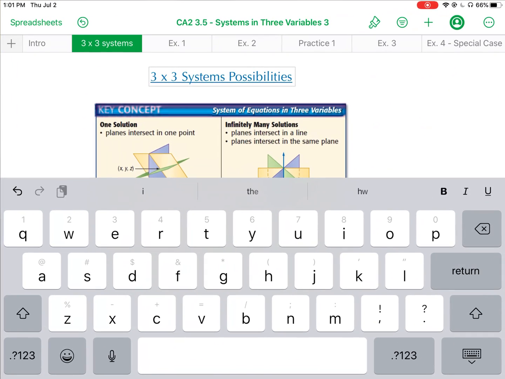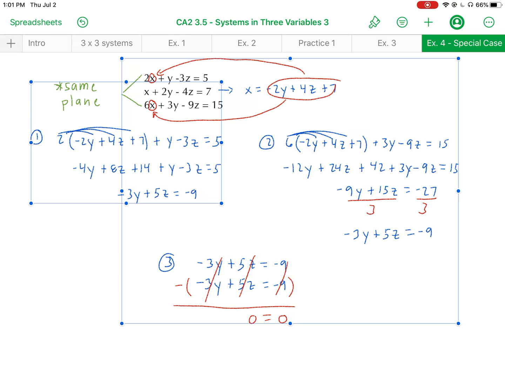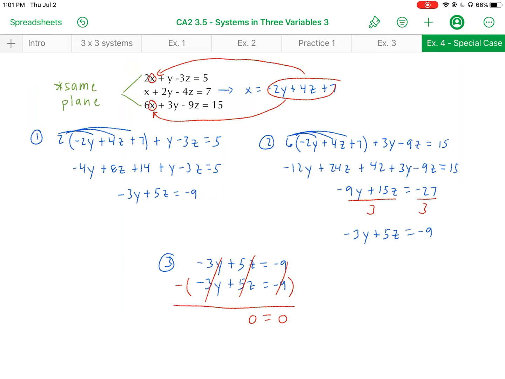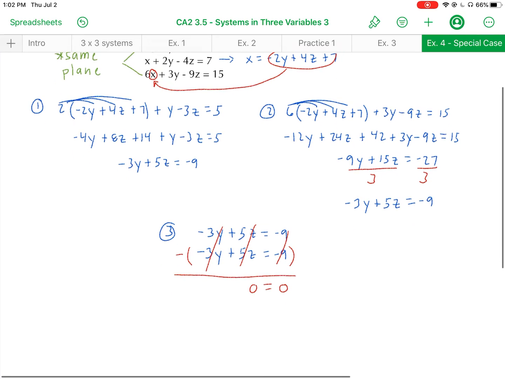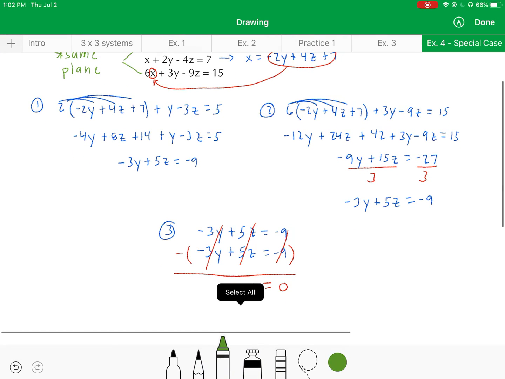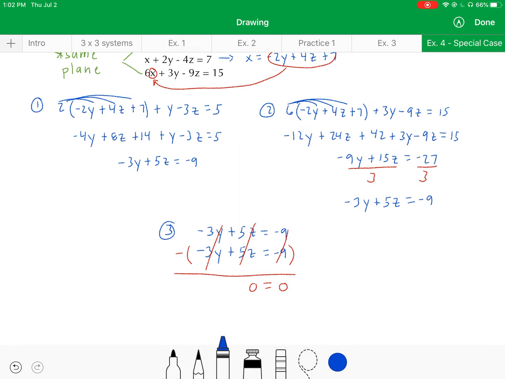Now how do I know that? Well, it's because I used all 3 equations here in my process and I ended up with that 0 equals 0 scenario. If I had ended up with a false statement, like 0 equals 5, let's say, then that would be my indication that I'm working with no solution as my answer. So let's put this back in here and say that this is infinite solutions. All right, that's it for this video.